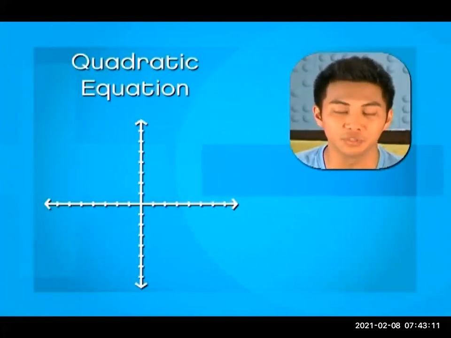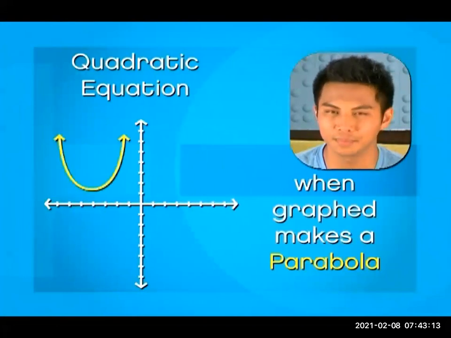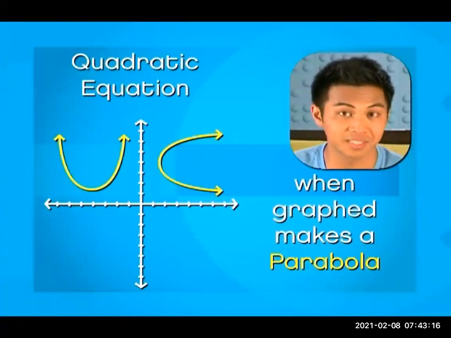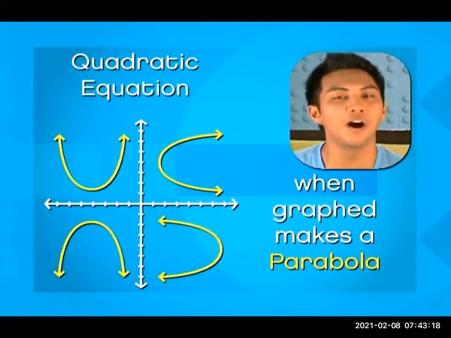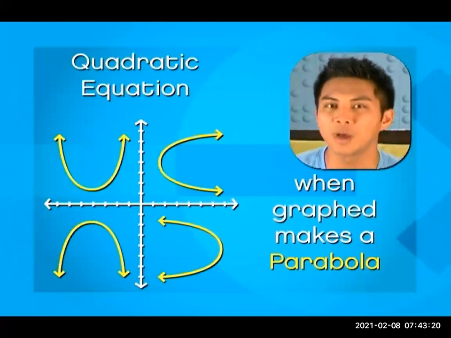Also, a quadratic equation, when graphed, makes a parabola. This is a parabola. So is this, and this. All of these are parabolas. We'll talk more about parabolas in a bit, so hang tight. Remember, a quadratic equation has a degree of 2, and when graphed makes a parabola.